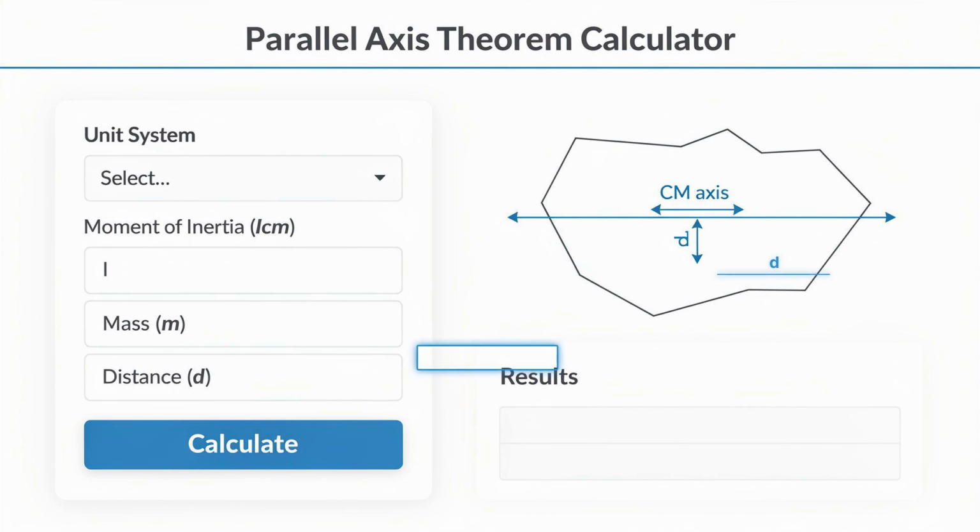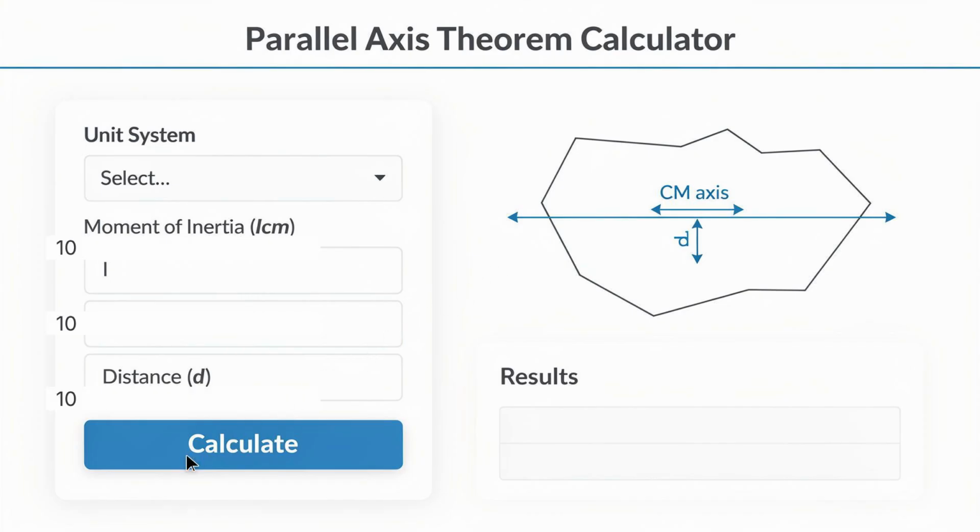Finally, enter the distance to new axis d, which is the perpendicular distance between the center of mass axis and your new parallel axis. For our example, I'll input a moment of inertia about center of mass of 10 kilogram meters squared, a mass of 10 kilograms, and a distance to new axis of 10 meters.